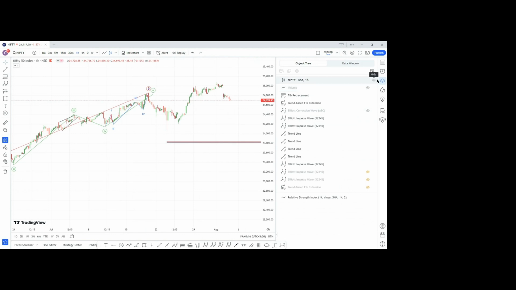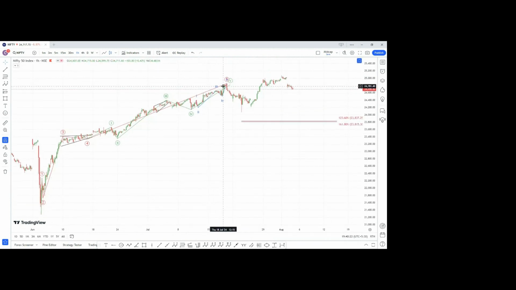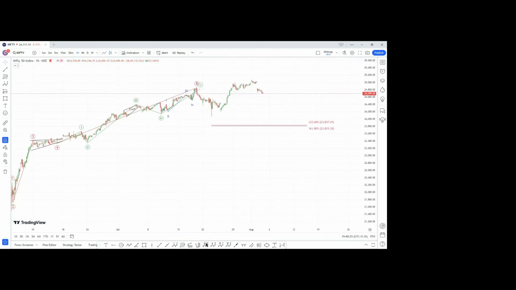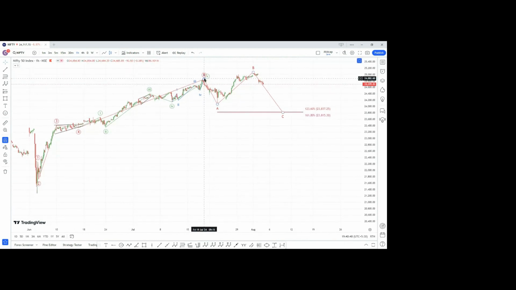So now if we look at this picture through the perspective of the initial view, I would assume that we have completed the fifth wave over here, and the current price structure after 19th July is an ABC pattern. If I consider that ABC pattern, this is A, this is B, and then we'll have C somewhere here. So with the initial view, I am considering that on 19th July we have completed the five waves, and we are now heading towards an ABC correction, which is a zigzag correction.